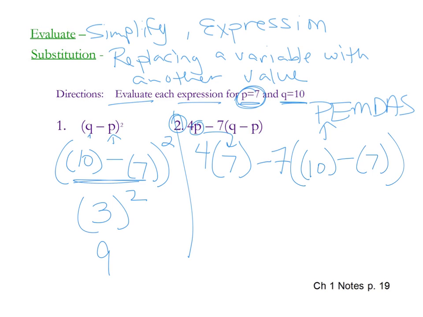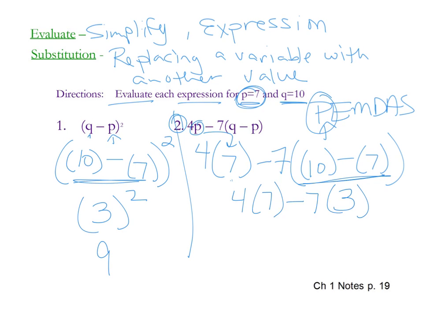All right, so now we have to do our order of operations. We need to do parentheses first. Well, there's a parentheses right here, but there's nothing to do in them, so I'm leaving that alone. Now this parentheses has stuff to do in it. So 10 minus 7, like we just said, is 3. And I'm going to copy the rest of my problem down.